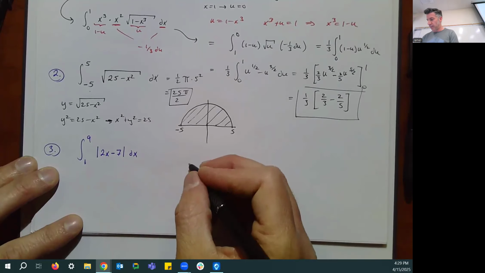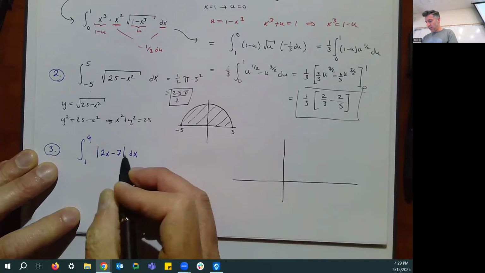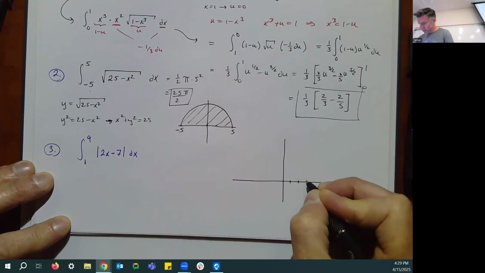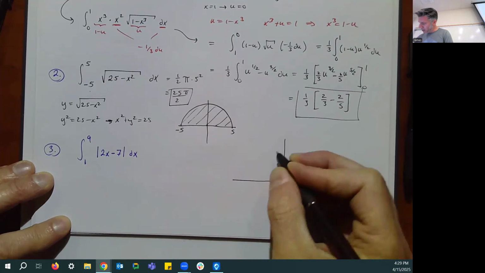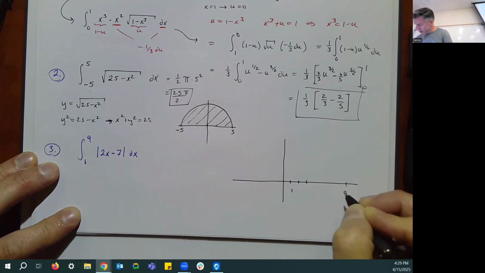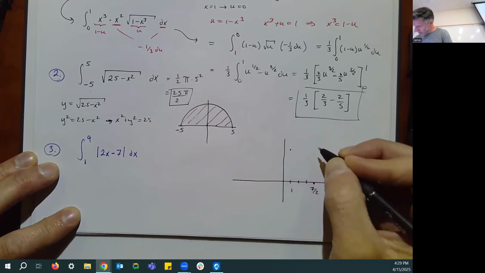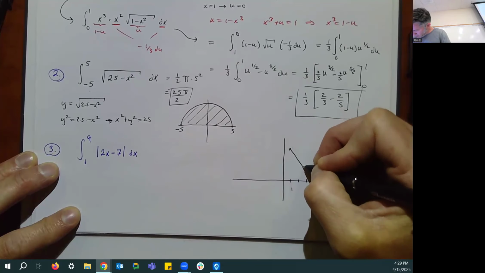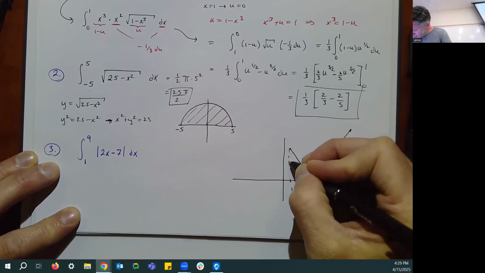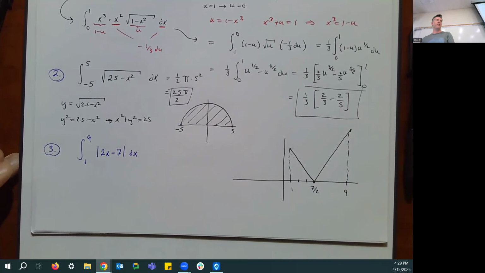Similar idea for this last one in that we're just going to draw it. So if we draw the absolute value of 2x minus 7, when x is 7/2 or 3.5, that's when we're going to hit the bottom. I don't care about being specific here. Sure, there's 1, there's 9, there's 7 over 2. So it's going to do something like this. Oh, look, I've got triangles. I know how to find the area of a triangle.